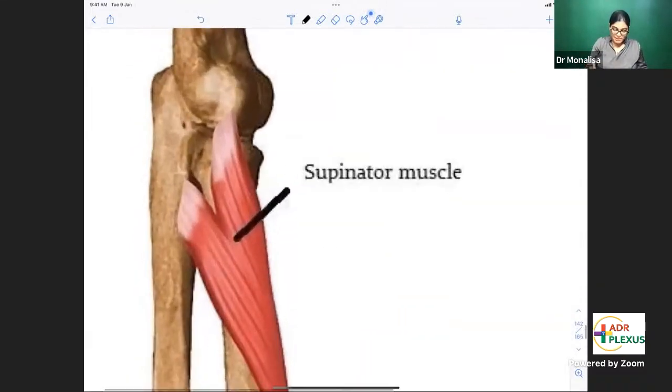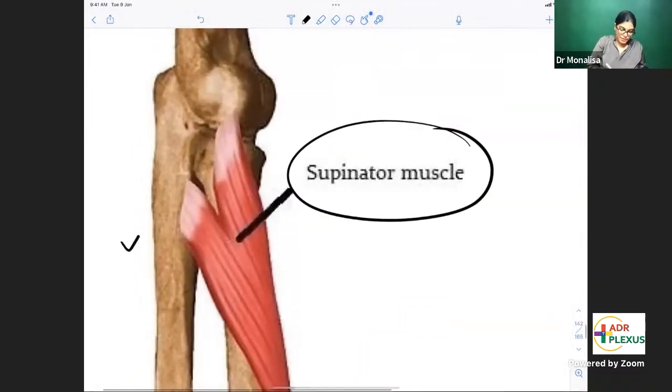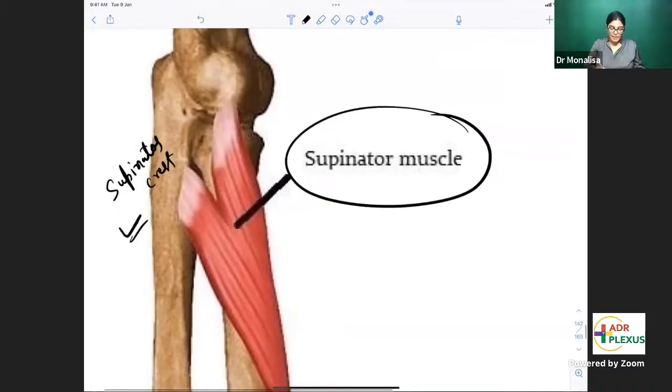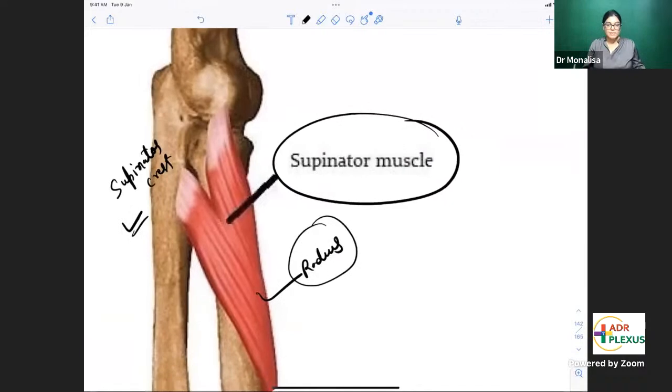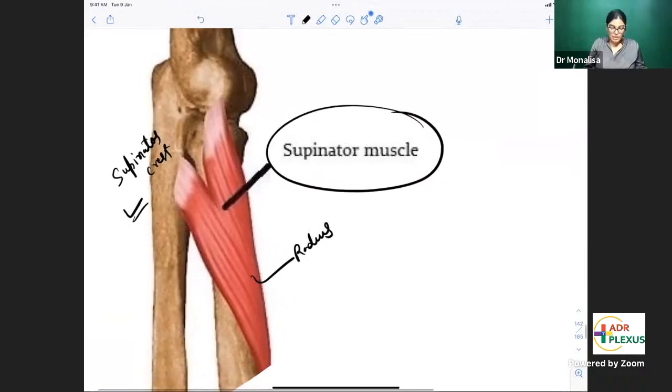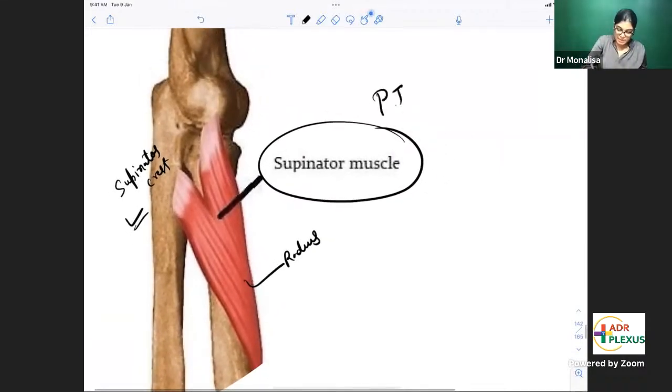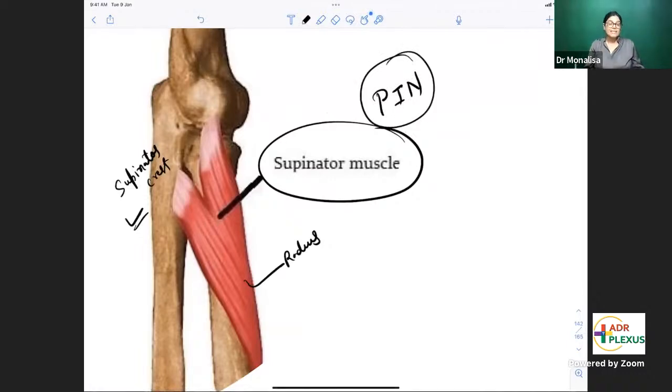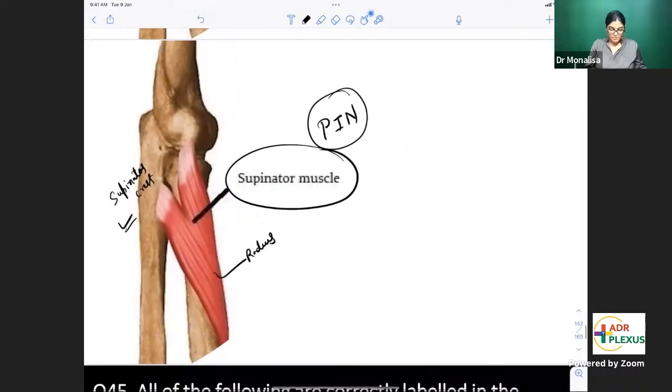So this is the supinator muscle, originating from the supinator crest of the ulna and the area in front of it, and then winding around and getting inserted into the radius bone, upper lateral aspect, upper 1/4, and the nerve supply is the posterior interosseous nerve. The action is supination of the forearm.